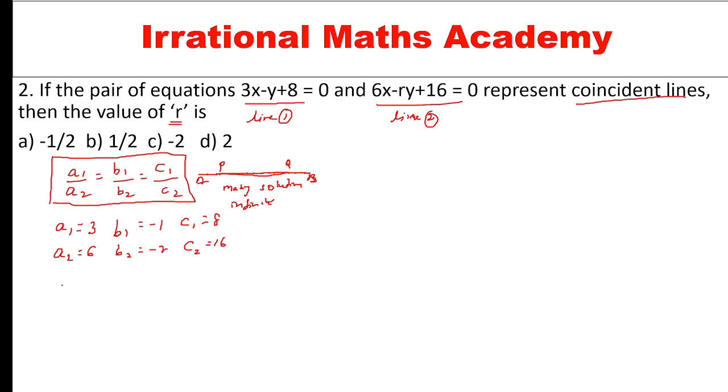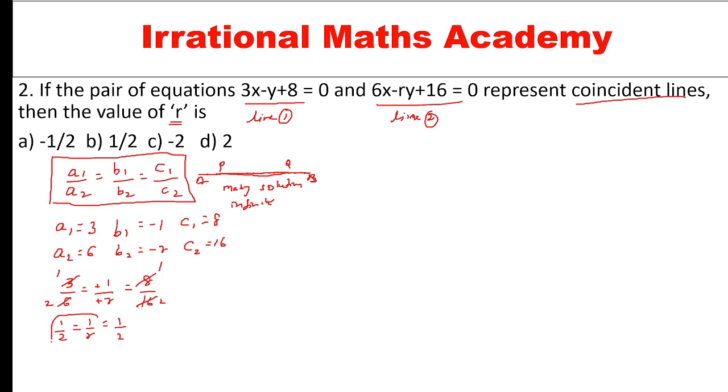Okay, if I substitute here in this condition, 3 by 6 equal to -1 by -R equal to 8 by 16. If you simplify this one, 3 ones are 3, 3 twos are 6, 8 ones are 8, 8 twos are 16. So 1 by 2 equal to, see, this minus and minus also get cancelled. So what you got here? 1 by 2 equal to 1 by R equal to 1 by 2.